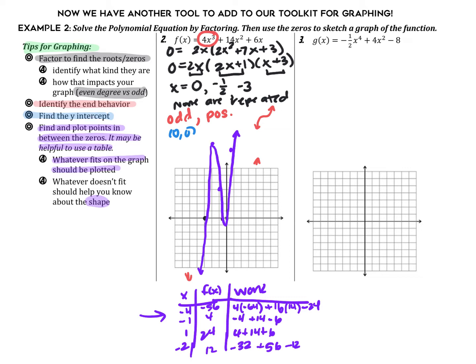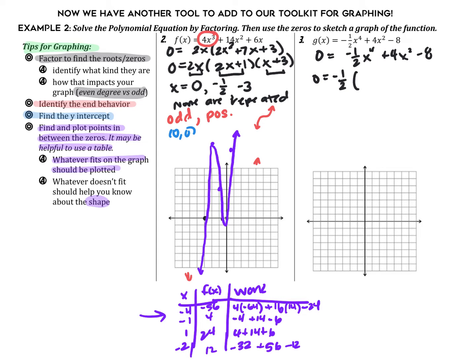Okay, I want you to go ahead and look at number 3, and let's start with factoring. So let's set it equal to 0. Negative 1/2 x to the fourth plus 4x squared minus 8. So the first thing I notice is that this doesn't look like something I know how to factor with this negative 1/2 in front, but maybe if this negative 1/2 wasn't in front, it would be easier.